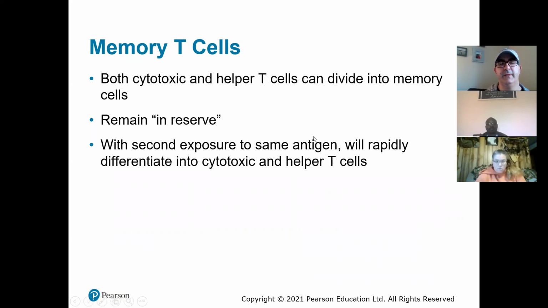So both cytotoxic and helper T cells make memory cells when they're activated. Those memory cells stick around for a long time. And what happens is if you're ever exposed to that same exact antigen again, you already have an army ready to go, ready to fight. And most of the time, you won't even get any symptoms from that pathogen with that antigen because you mount a defense so quickly and so strongly.